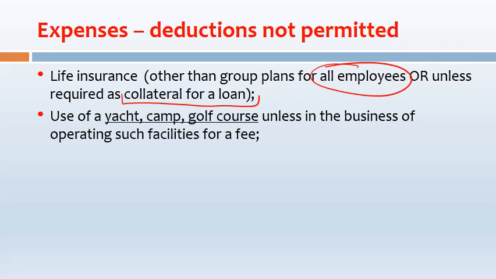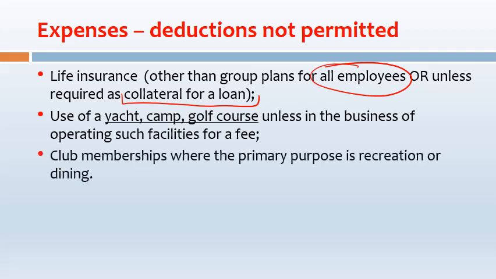Any kind of yacht, camp, golf course expense incurred. So even the usage of a yacht, any expenses paid for that, any expenses paid for golf whatsoever that may be deductible for accounting purposes, definitely not deductible for tax purposes unless that's your business, is operating a camp. Then okay, you can deduct that. Club memberships, if the primary purpose is recreation or dining. For example, if your corporation is purchasing memberships to the local curling club as a perk, that's not a deductible business expense, so you can't do it. You'd have to add all that back.